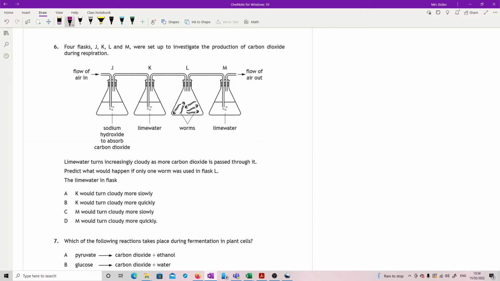Okay. So if we drop this down, we take out four of the worms. So we've only got one worm left.